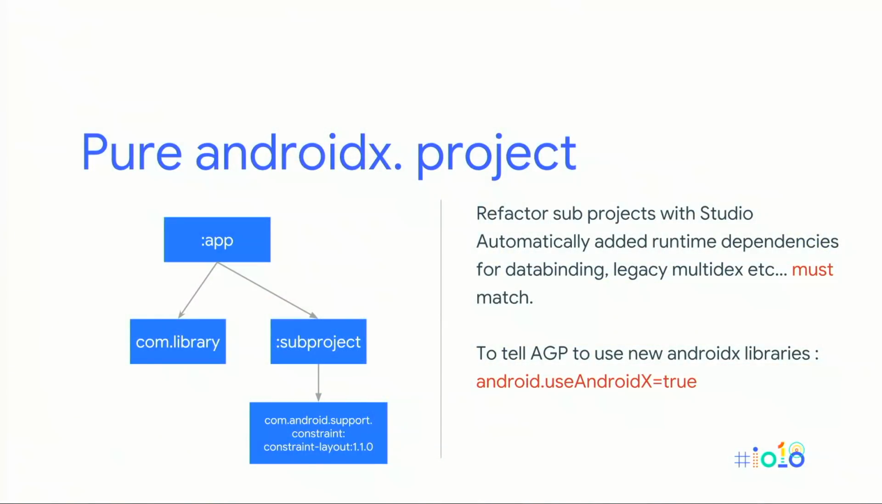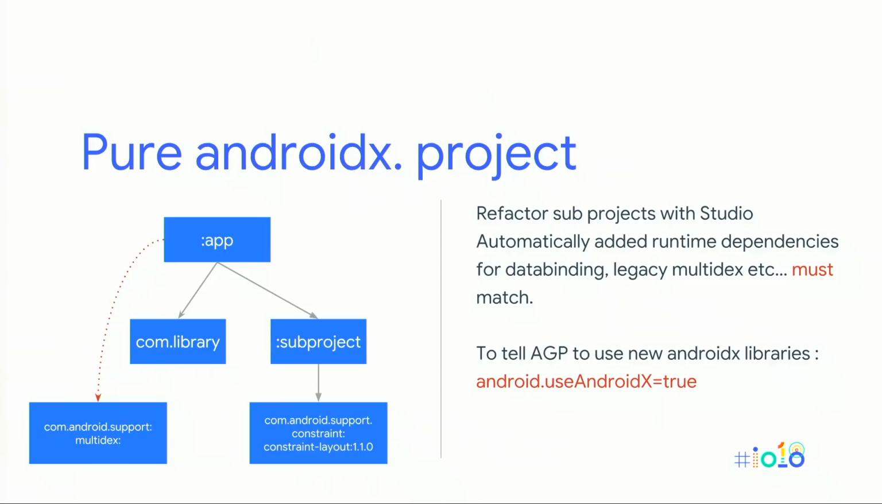Let's talk a little bit about Jetpack. You've heard about it a lot, so how does it work? Let's just take the first example where you want to move to a pure AndroidX project. So here you've got your old project, it's using the old com.android.support. What you should do is use the refactoring tool in Studio to actually move your project to use the new stuff. One of the issues is that we add some dependencies to your project automatically.